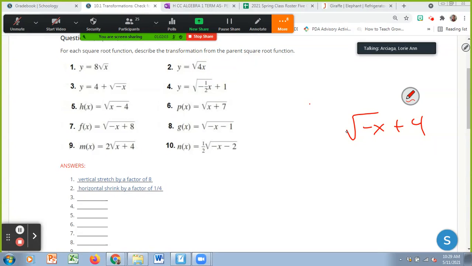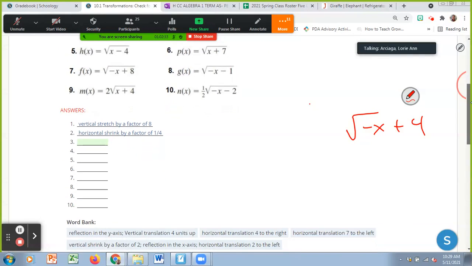Anyone? What are we going to look for? Oh, come on. Reflect. Very good. Yep. What else? What else? What else? Come on. What else? Aside from reflect, there's a 4 up. Very good. Very good.